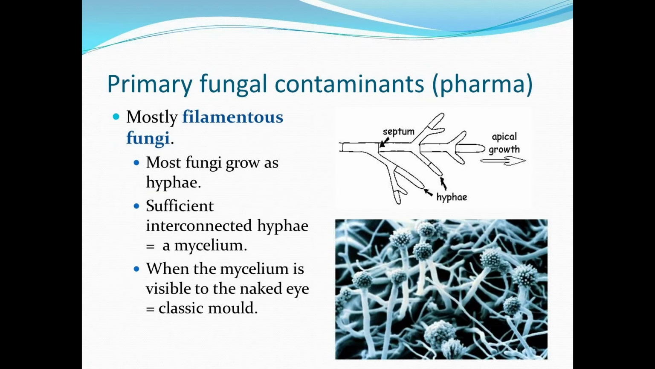Now, linking back to pharmaceutical recalls. With pharmaceuticals, most recalls are related to filamentous fungi rather than yeast. And the filamentous fungus is what's commonly called a mold. As these fungi grow, they form branches or hyphae, which eventually come to form a vast network of hyphae, which is called a mycelium. And on an agar plate, that will begin to appear as a visible colony.